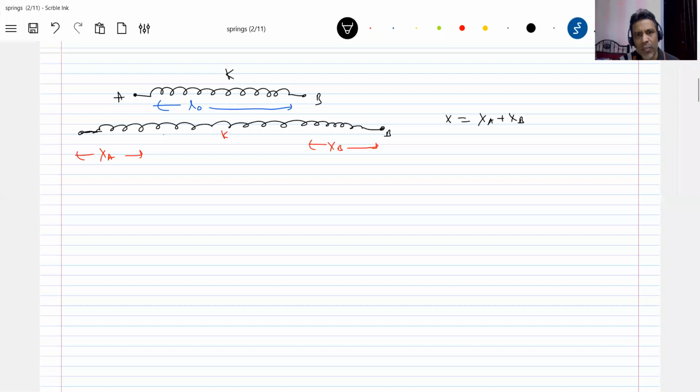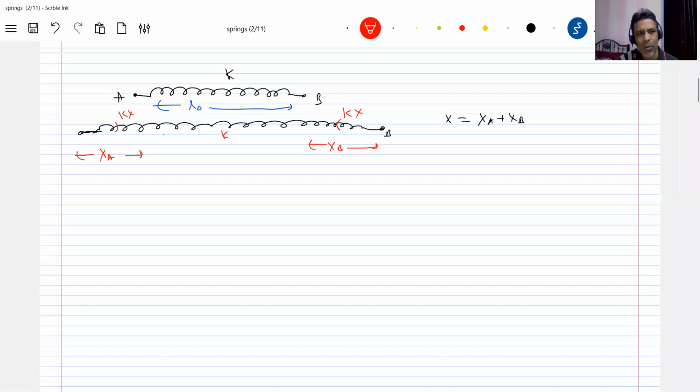Then how much is the spring force? You have to show the spring force acting like this, kx and kx. Don't write kxb and kxa. What is the total elongation of the spring? It is xa plus xb. So why xa plus xb? You know from here directly what is the increase in length.